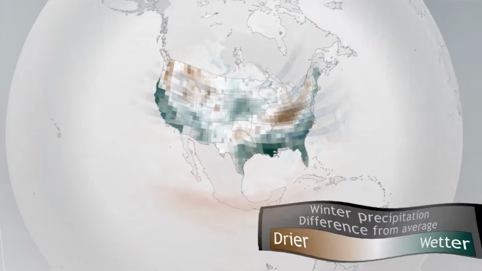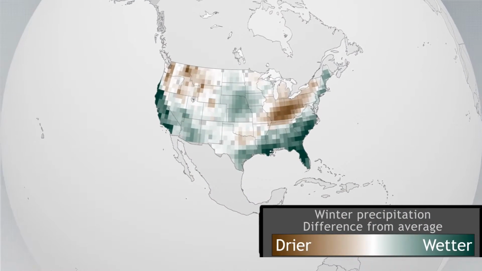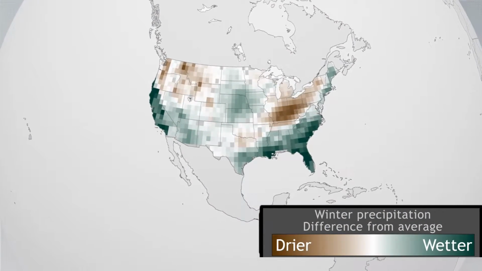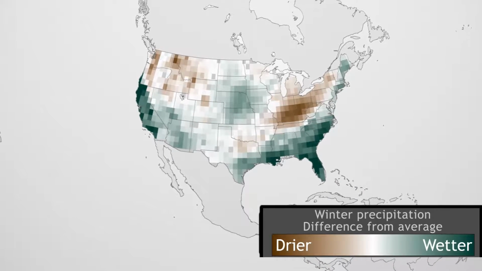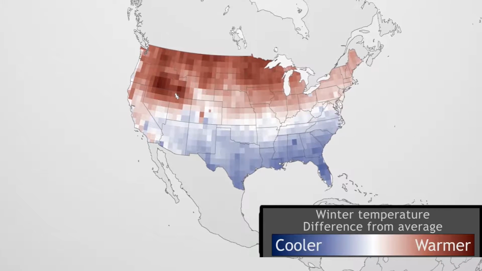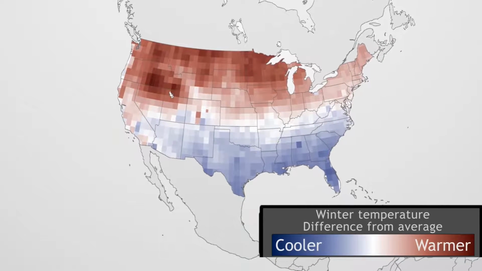This graph shows how El Niño causes an increase in winter precipitation in the south of the United States and a decrease in precipitation in the north. It also causes a decrease in winter temperatures in the south and an increase in temperature in the north.